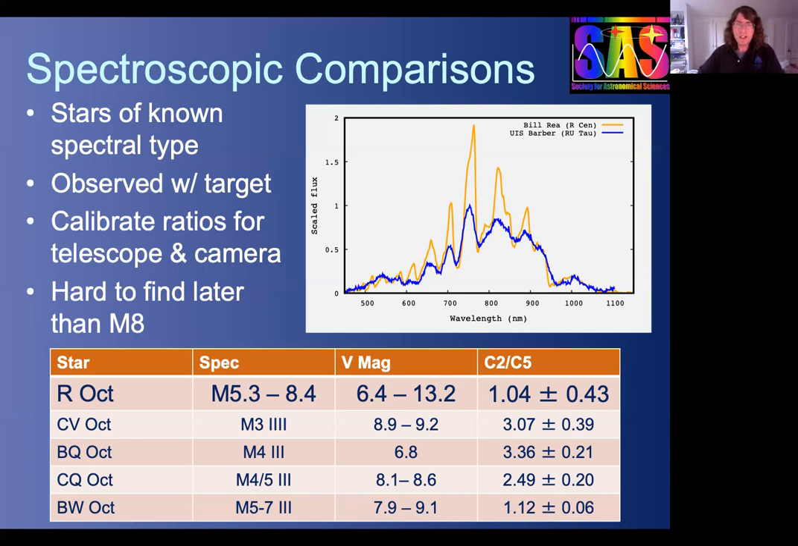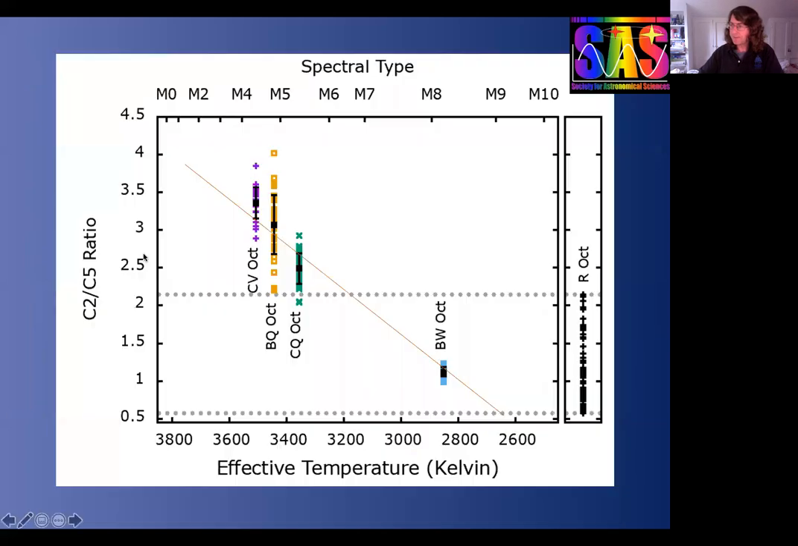Now, let's get to some of the data from R-Oct here. When we tried this with R-Oct, this graph shows the C2 to C5 ratio for the comparison stars as a function of their published spectral type and effective temperature. R-Oct is shown separately over here on the right.